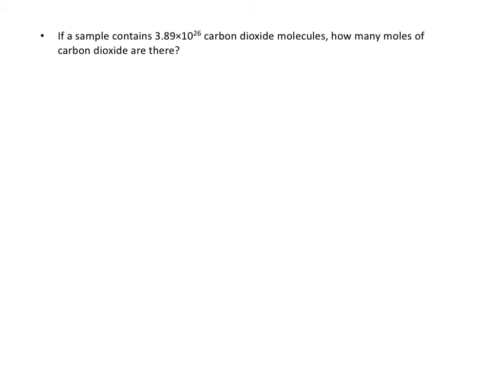Alright, so in our first example, we're told that a sample contains 3.89 times 10 to the 26 carbon dioxide molecules. And we want to know how many moles of carbon dioxide there are. So whenever we're going from atoms or molecules to moles, we're always going to use Avogadro's number. Avogadro's number tells us that in 1 mole of anything, there are 6.022 times 10 to the 23rd of whatever we're talking about. In this case, it's carbon dioxide molecules. So I'll use molecules.